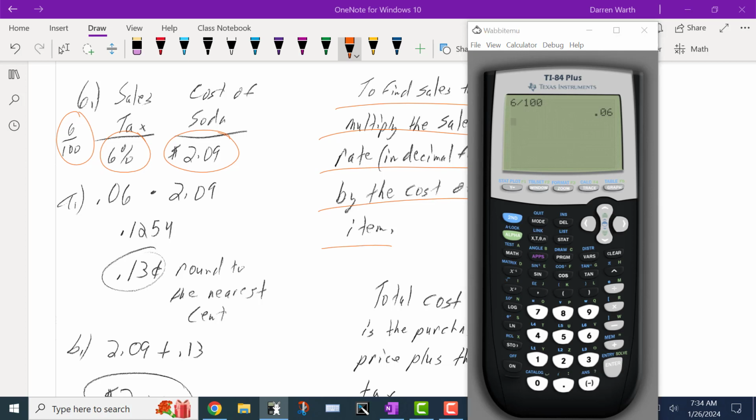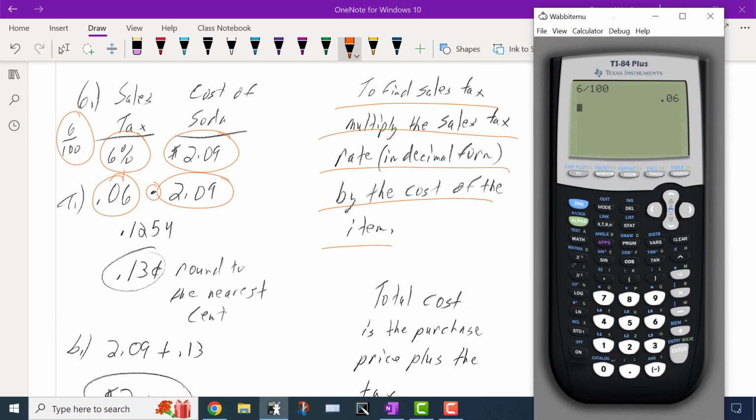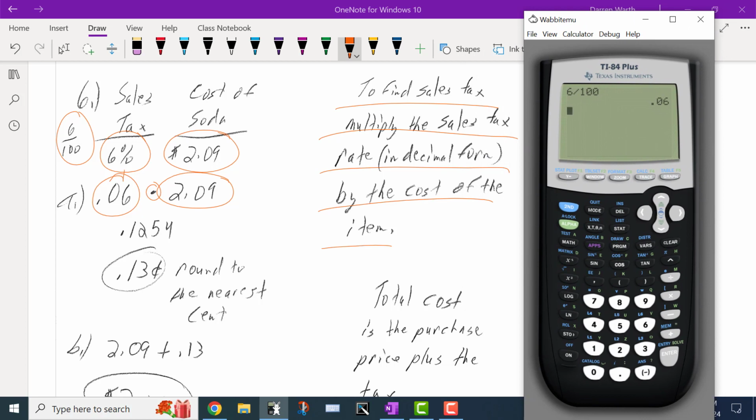So here's my sales tax now, 0.06. Here's the cost of the soda. And I'm just going to multiply those two together. So multiplying those two together right here, you're just going to take 0.06 times $2.09. So there is the sales tax, 0.124.